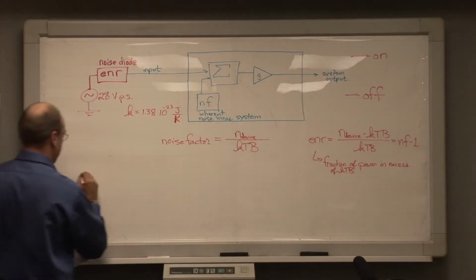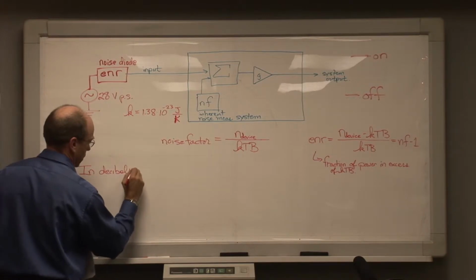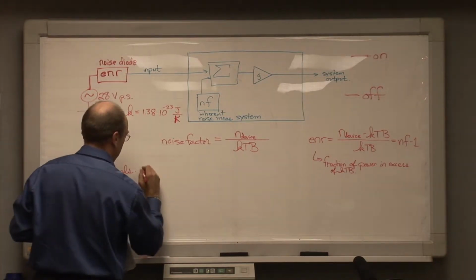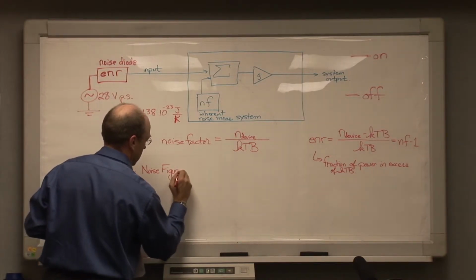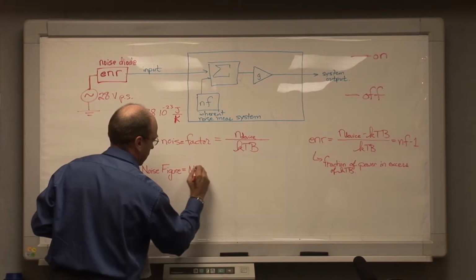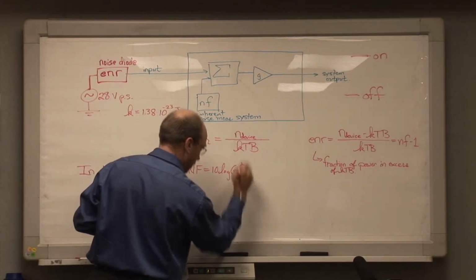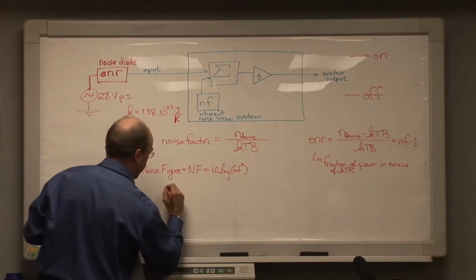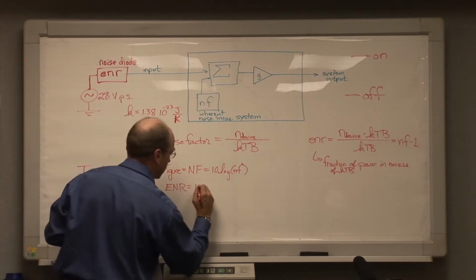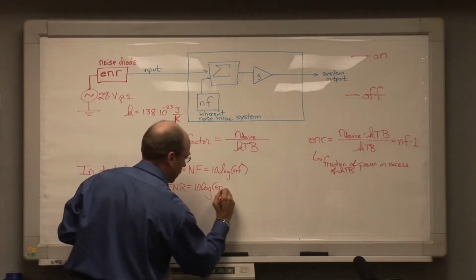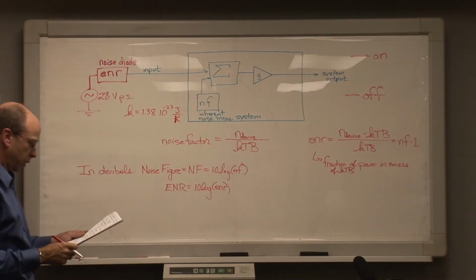Now, in decibels, we have a quantity noise figure, which is predictably 10 log of noise factor. And we have excess noise ratio written in decibels, so capital letters, which is equal to 10 log of the linear quantity excess noise ratio. Probably clear enough.